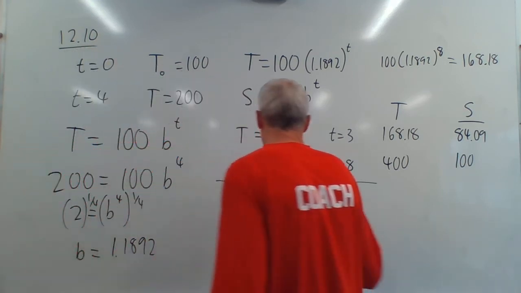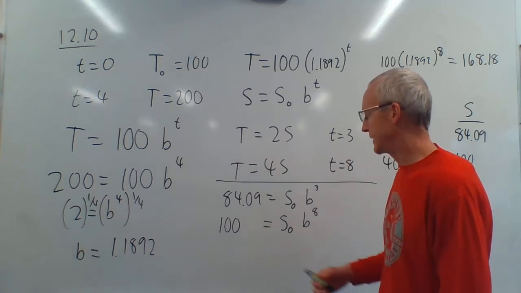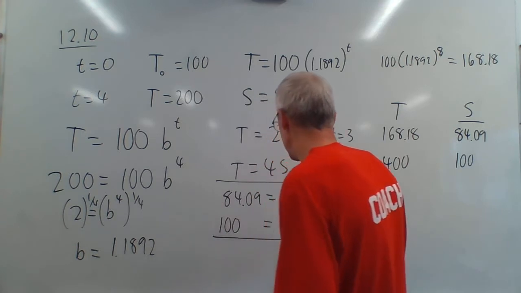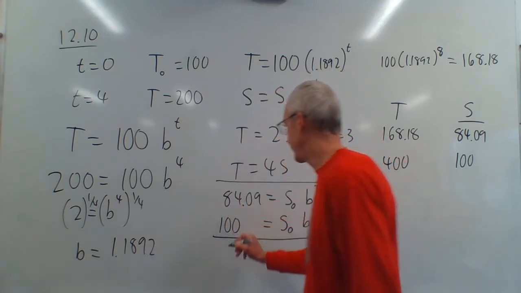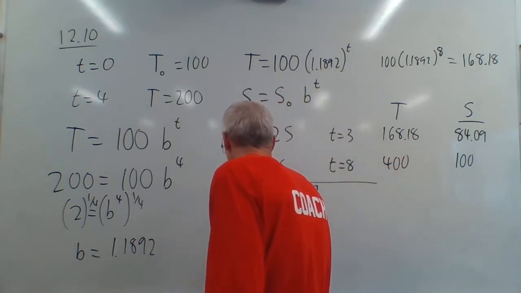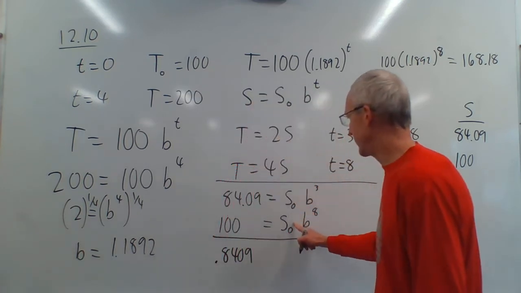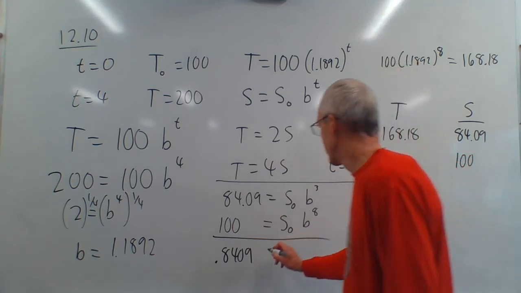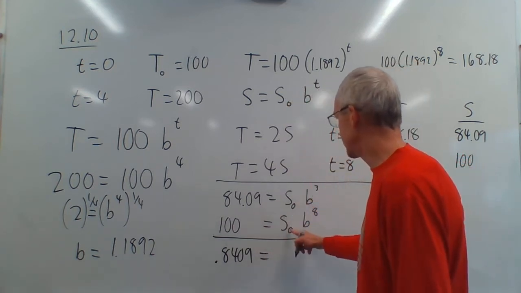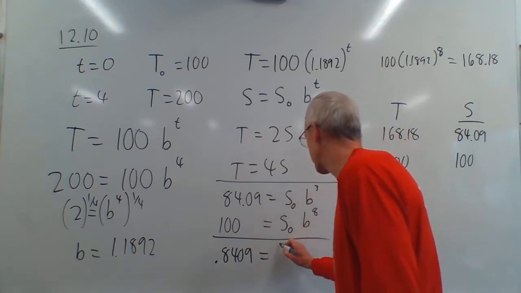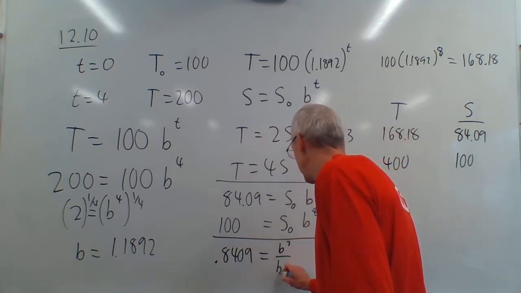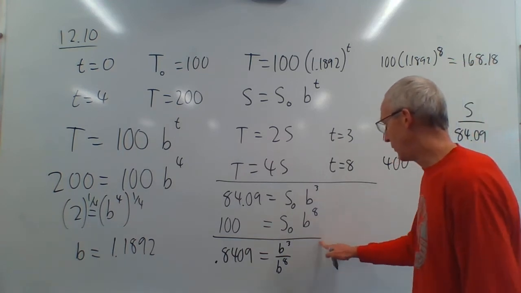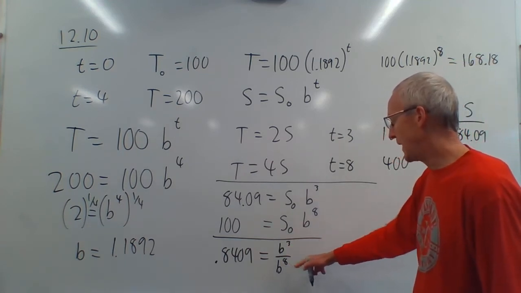First thing you do is divide these 2. This is real easy, I can do that in my head. 84 divided by 100 is just 0.84, so 0.8409. S0 divided by S0 goes away. B to the third divided by B to the eighth, the S0's canceled. I'll just write it out: B to the third divided by B to the eighth.